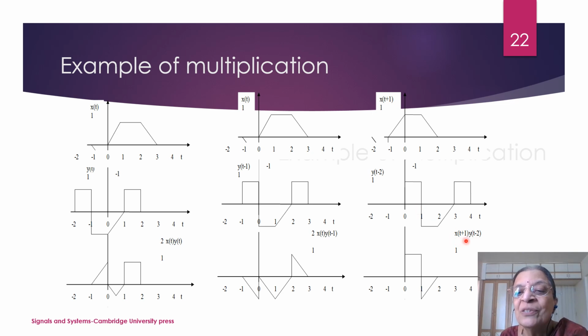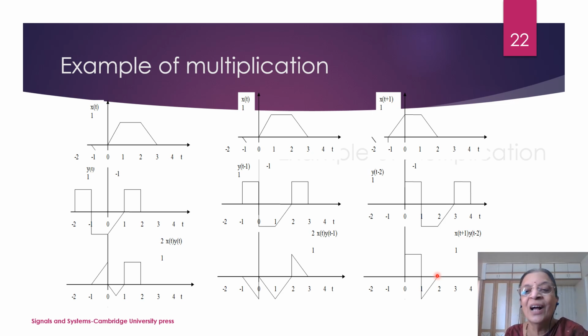This is x of t plus 1 into y of t minus 2. x of t plus 1 means I'll have to shift this towards the left by one sample. y of t minus 2 means I'll have to shift this y of t by two samples, and now take the product. Here it is 0, so the product will be 0. Above 2 also it will be 0 because this is 0 after 2. So the only common overlapping interval is 0 to 2. From 0 to 1, this is 1 and this is also 1, so it will be 1 here. Between 1 to 2 it is negative and decreasing, so it will go like that.